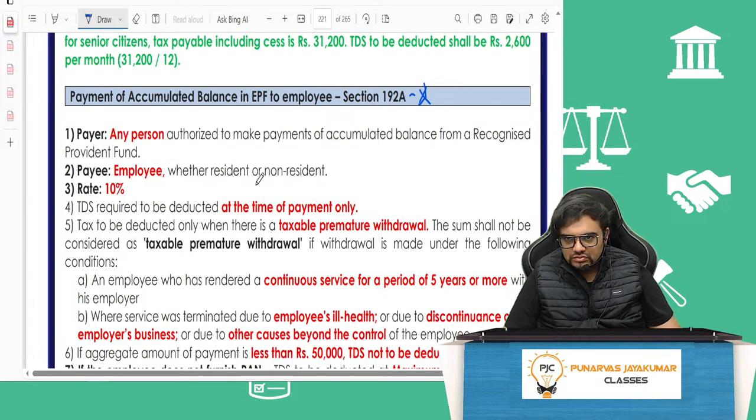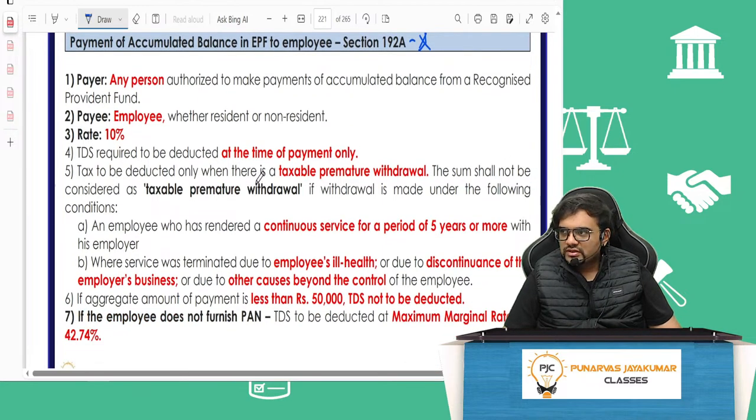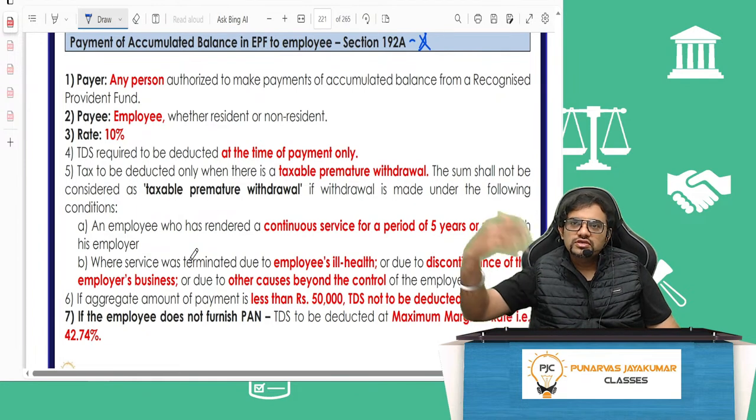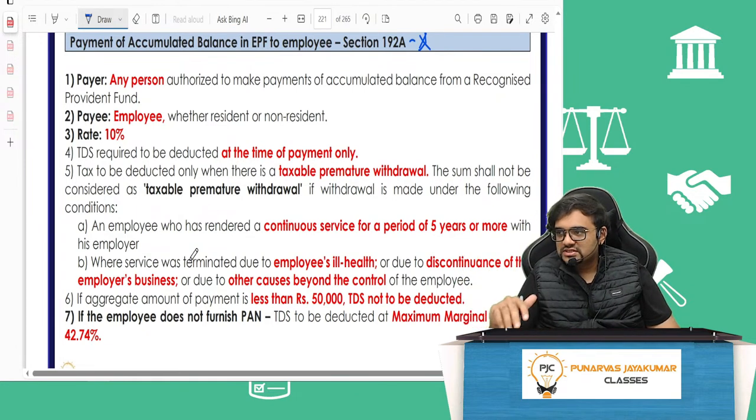Now, premature withdrawal has happened. That is still okay. But if it is not for any of these reasons and directly you have done a taxable premature withdrawal, then what happens? Then you will have to pay tax. That is, less than 5 years you have taken a premature withdrawal, but you are not ill, you are fine, and the business of the establishment has not closed down, it's fine, but you only left. Or you have not joined somewhere else and you have not shifted the balance there, then in that case it will be taxable. So that is the scene.